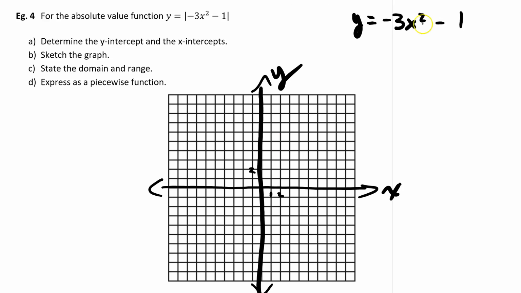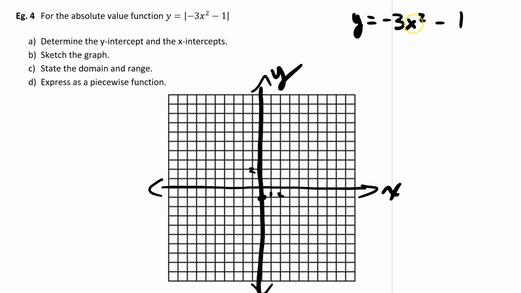So I would say, okay, my vertex is going to be at, my y-intercept is going to be when x equals 0. That's going to be at negative 1. So we got that right there. And since it's not moved left or right, that is my vertex.